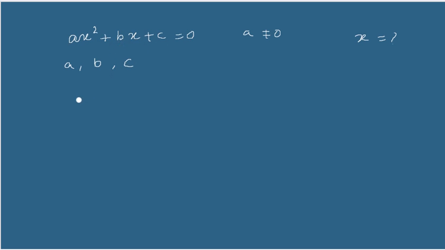Now, the formula to find the value of x is x is equal to minus b plus or minus root of b square minus 4ac, the whole divided by 2a. Look at it: x is equal to minus b plus or minus root of b square minus 4ac, the whole divided by 2a. So let us see where the two roots are.